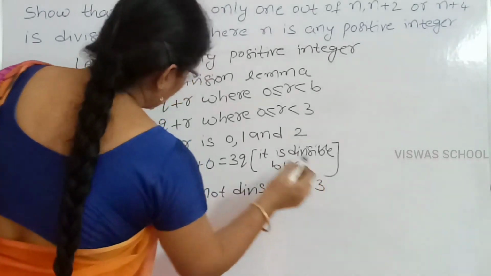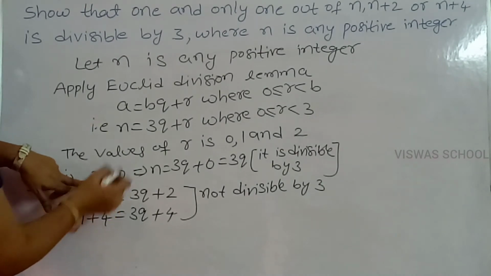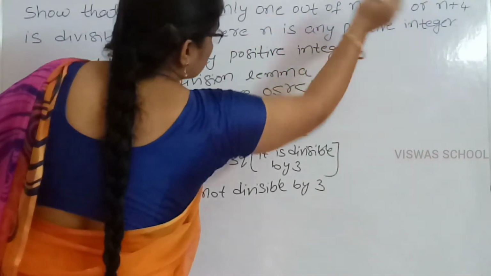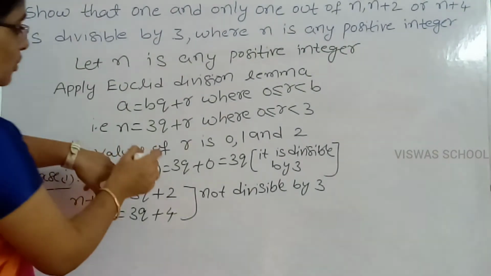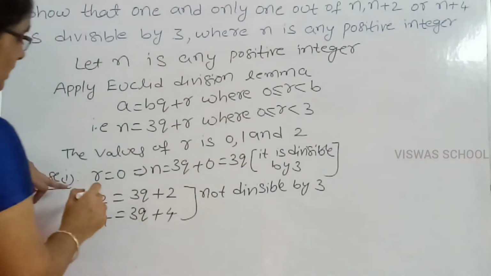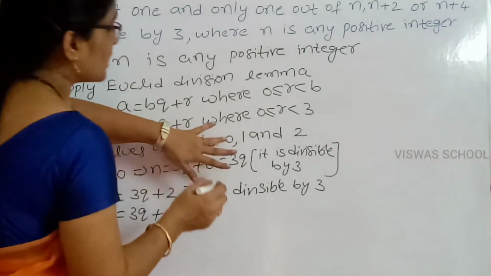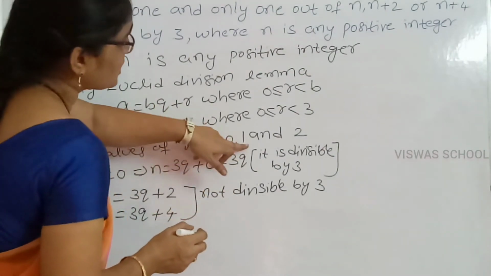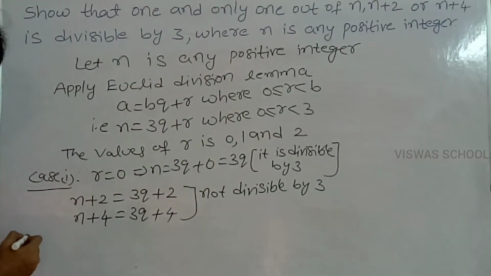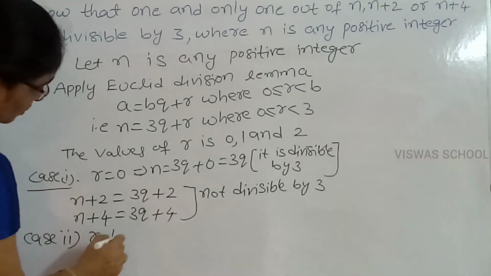That is, in case 1, if r equals 0, out of n, n plus 2 and n plus 4, only n is divisible by 3. This n plus 2 and n plus 4 are not divisible by 3. The r equals 0 case is completed. The next case, case 2, is r equals 1.